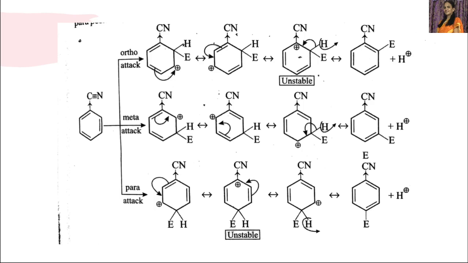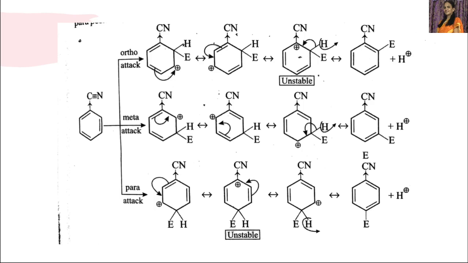And next, let us see the meta attack. In this meta attack, let's see what is happening. The electrophile goes to the third position. A new sigma bond is formed between this carbon and the electrophile. This ortho carbon, the second carbon, gets the positive charge, which undergoes delocalization.